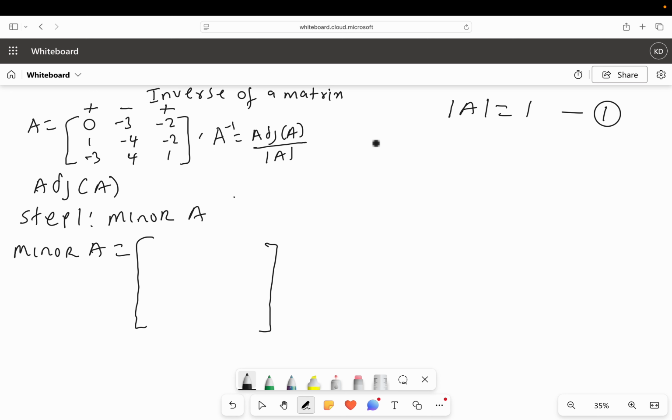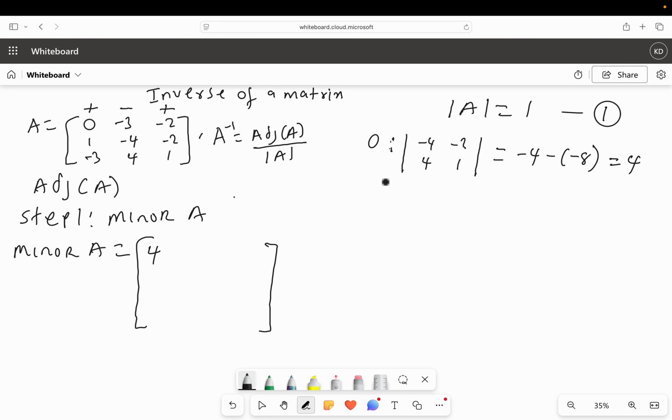So I will start with element 0. So I need to cancel the corresponding column and row of 0. So I will be left with the square matrix -4, -2, 4, and 1. So I will just find the determinant. So it will just be -4 times 1, which is -4. Then -4 times -2, which is -8. So I will just have -4 plus 8, which is just 4. So it means I will have my 4 here.